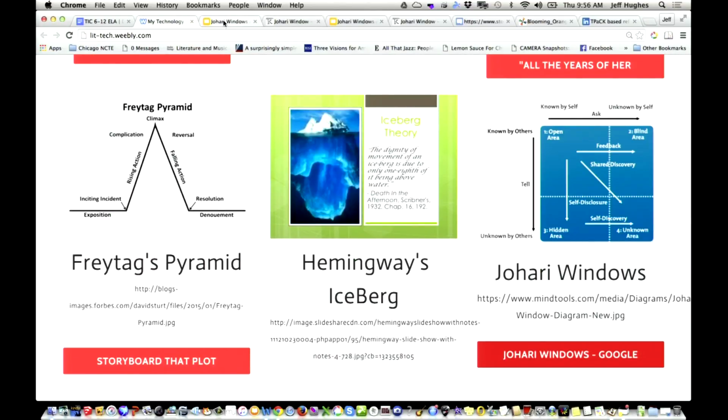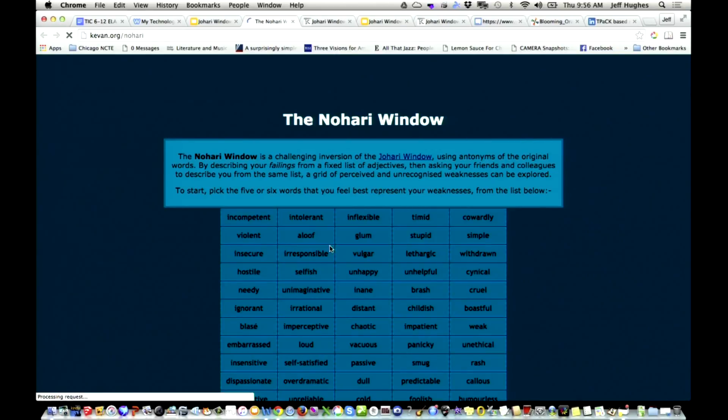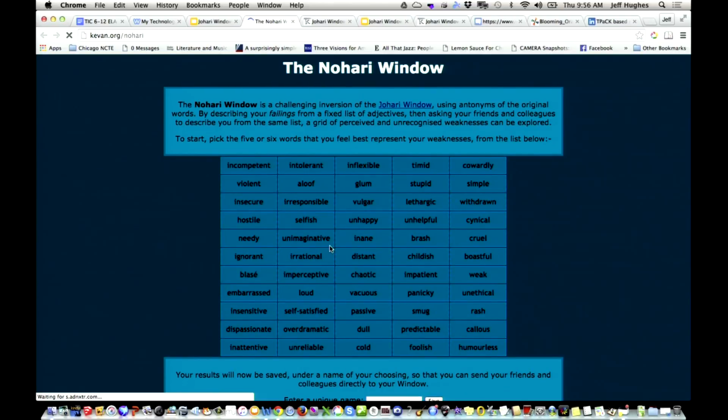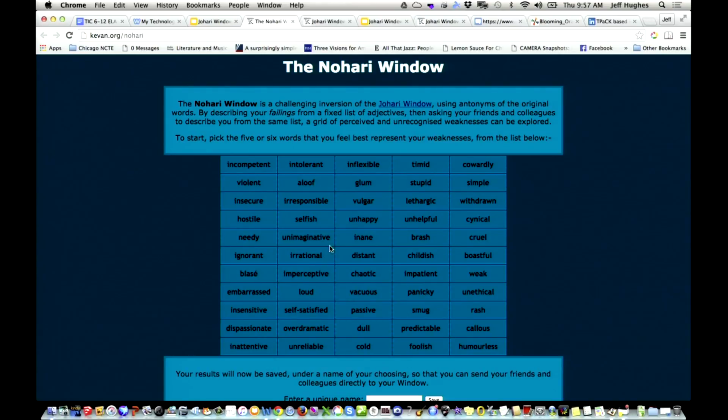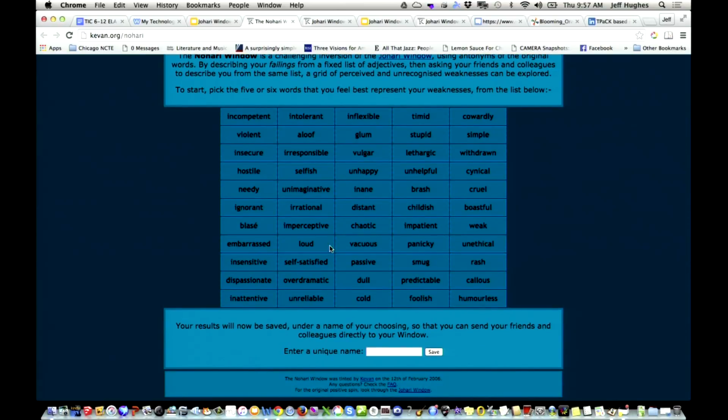How brave are you? There's also a negatives Johari window creator. This is called the Nohari window. So if you're willing to accept some constructive criticism, you can also complete some negative attributes about yourself and have other students in the room also complete some negative attributions about yourself. You go through the same process and you try to find out, okay, how well is my image of myself actually matching up with the images of others?